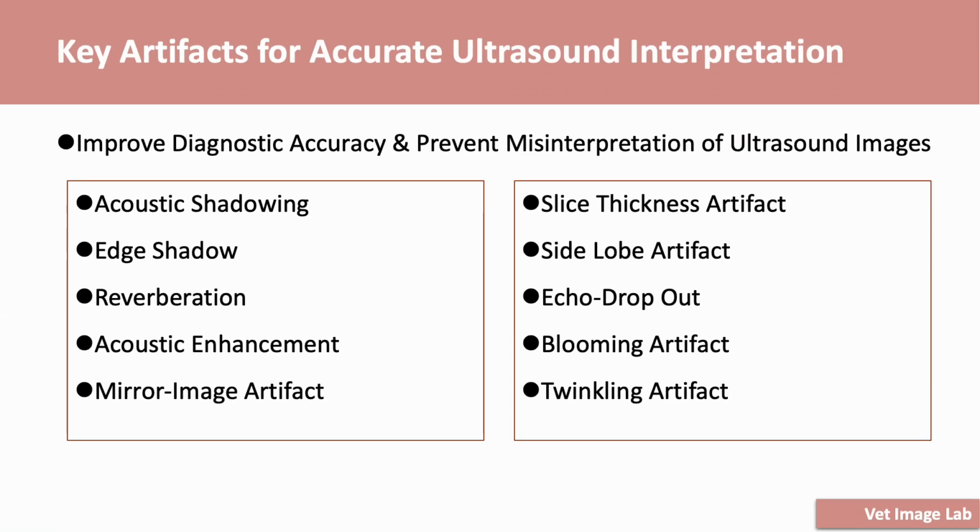There are many types of artifacts, but in today's lecture, we will focus on the 10 most essential ultrasound artifacts that you must know, including acoustic shadowing, edge shadow, reverberation, acoustic enhancement, mirror image artifact, slice thickness artifact, side lobe artifact, echo dropout, blooming artifact, and twinkling artifact.